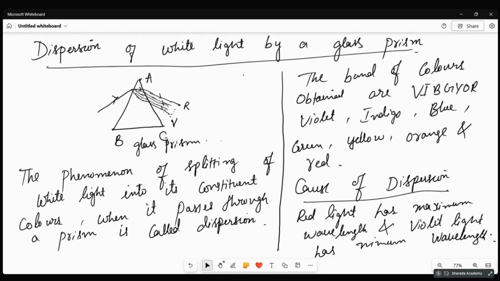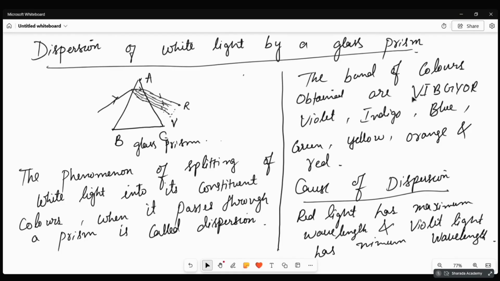That's why red light will have the least deviation, whereas the violet light will have the maximum deviation. Okay, red light will have the least deviation, whereas the violet light will have the maximum deviation. Starting from red, what all colors do we see? First, we see red light. Then comes the orange, yellow, green, blue, indigo, violet. By seeing it first, it starts like that, right?